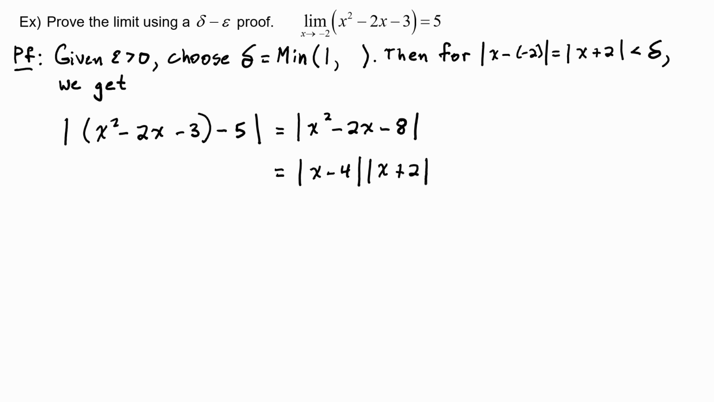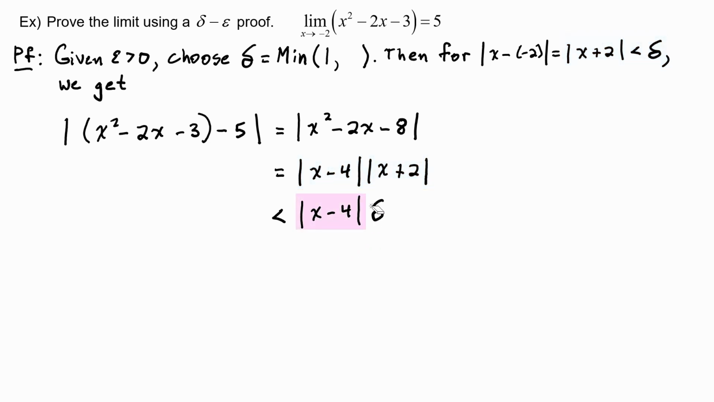Now always double check your factoring. X times x gives us the x squared. Negative 4x plus 2x gives us negative 2x, and negative 4 times positive 2 gives us negative 8. We don't know what's going to control this factor, but this absolute value of x plus 2 we know is going to be less than delta. So then we can say that this expression is less than the absolute value of x minus 4 times delta.